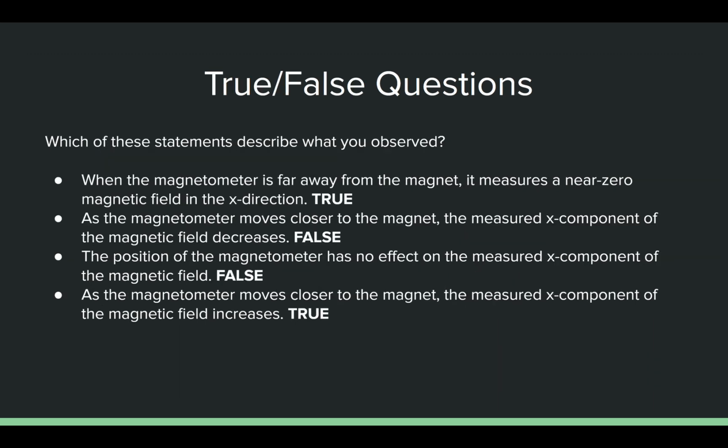To answer these true-false questions: when the magnetometer is far away from the magnet, it measures near zero magnetic field in the x direction. That's true. It falls off greatly with distance. As the magnetometer moves closer to the magnet, the measured x component of the magnetic field decreases. That's false. It increases. The position of the magnetometer has no effect on the measured x component of the magnetic field. That's also false. We know it depends on distance. As the magnetometer moves closer to the magnet, the measured x component of the magnetic field increases. That's true. It gets larger as it gets closer to the magnet.